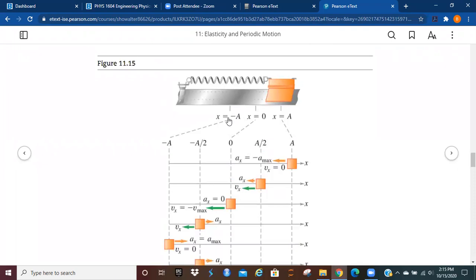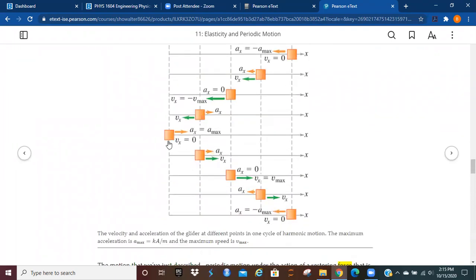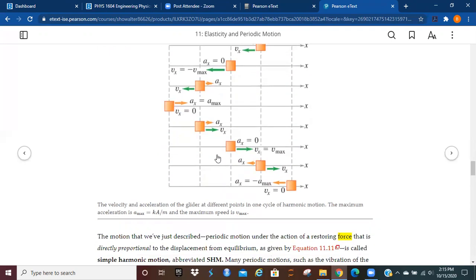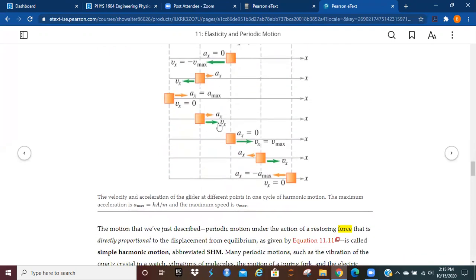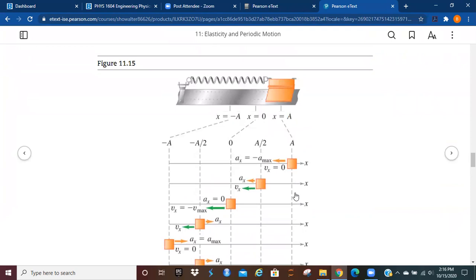It does that until it gets all the way down to minus a, when the velocity finally gets to 0, but the force is trying to accelerate the glider back the other direction. Then you can see the velocity starts to pick up, but the acceleration decreases. When it gets back to equilibrium, there is no net force, but the velocity is at its maximum and it's pointed in the positive x direction. Here, the velocity begins to slow down. The acceleration in the opposite direction is picking up. And then when we get back to this position again, we have the same situation that we had up here.